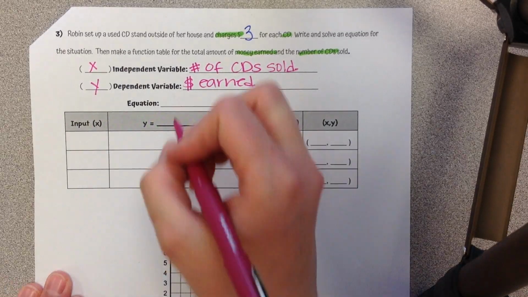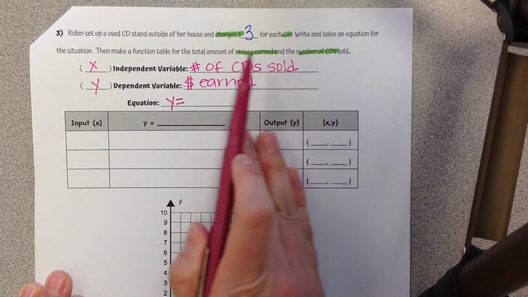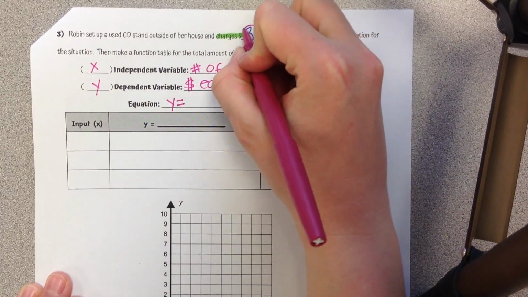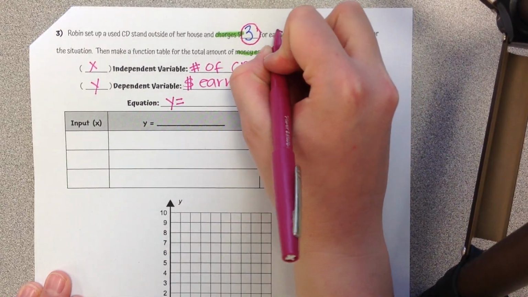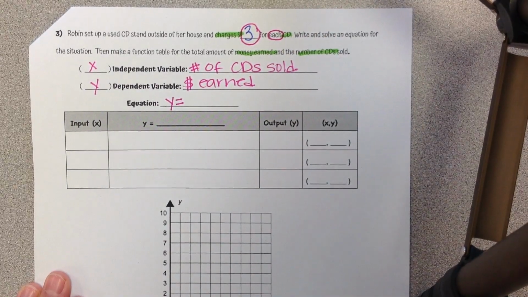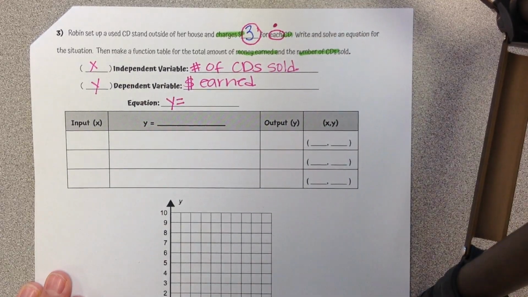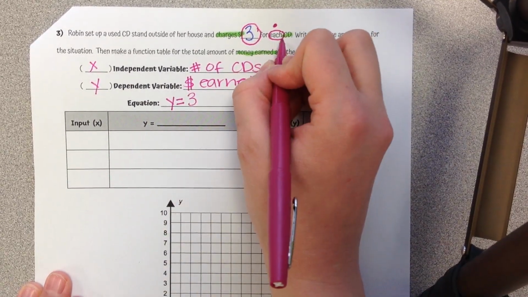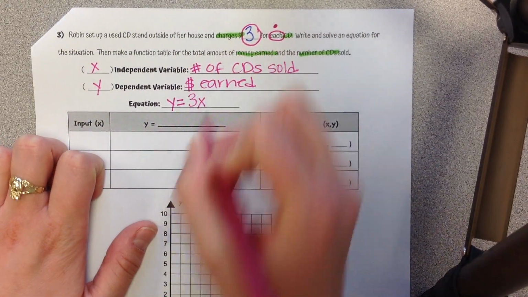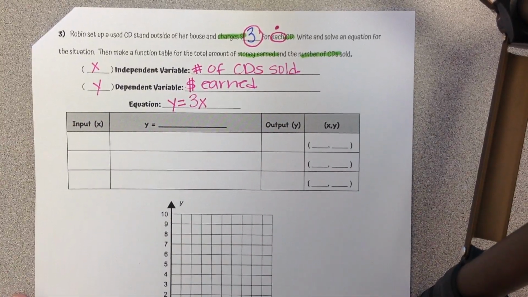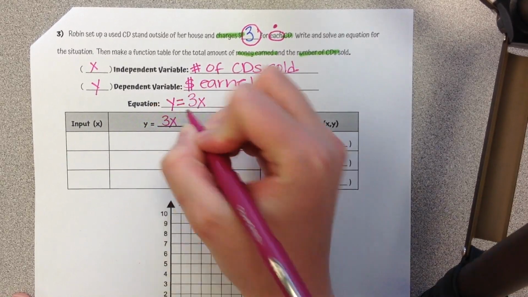For my equation, again, I'm always starting with y equals. I'm going to look back into my problem to find the number. Okay, I see a 3, so I'm going to circle that. I'm going to look for my keyword, which is each. That's the same thing as saying per, so I can say for each CD or per CD, which means I'm multiplying, okay? And it's 3 times the number of CDs. CDs is X, so it would be 3 times X. Y equals 3X, okay? So I am going to copy that equation into my function table.